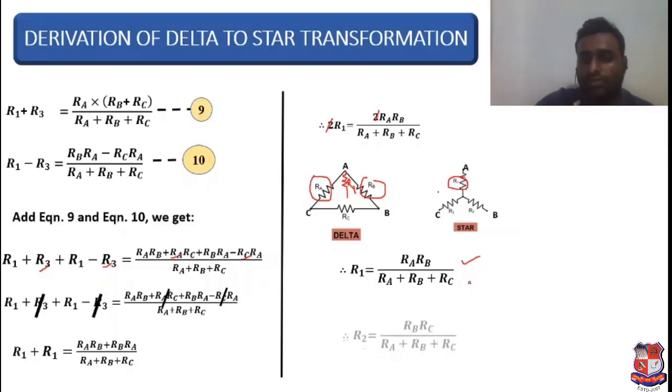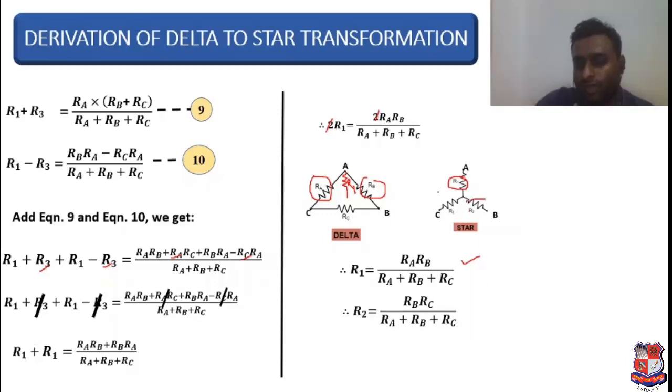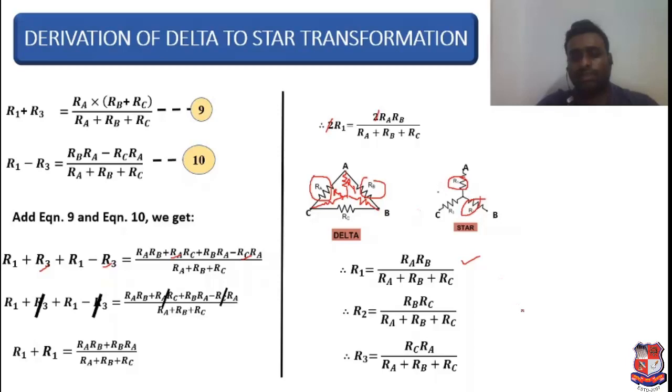Similarly, you can now write for R2. R2 is over here, so R2 will be RB into RC divided by the total resistance. Similarly, if there is an equivalent R3 over here, R3 will be equal to RC into RA divided by the total resistance. So this much will be the derivation, that is R1, R2 and R3.